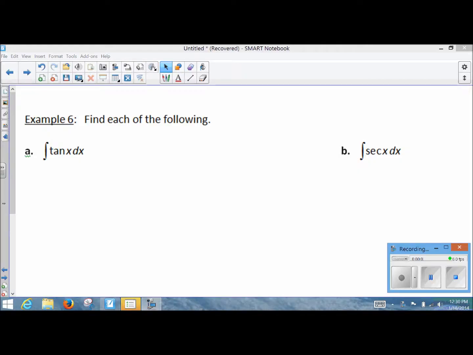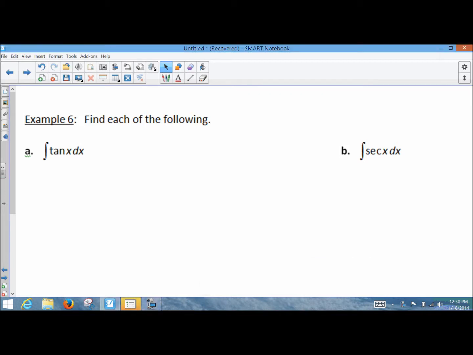Hi everybody, Mr. Record here, and we are going to be taking a look at a video that deals with the integration of the not so pretty trigonometric words like tangent of x, secant of x, cosecant of x, and cotangent of x. And in just a minute I will actually show you an analytic way to find the two integrals that you see here, tangent and secant.